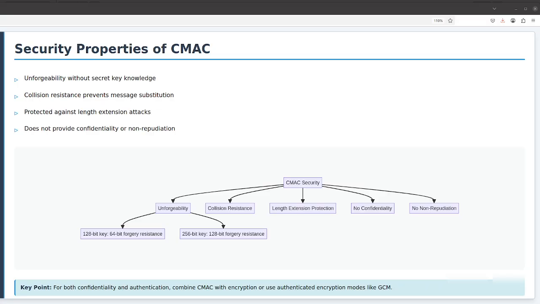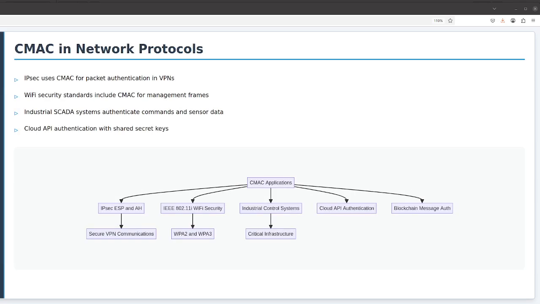Because it is a symmetric key scheme, both parties can generate valid tags. If Alice and Bob share a key, and Alice receives a message with a valid tag, she knows Bob could have sent it, but she cannot prove this to a third party because she could have generated the tag herself. For non-repudiation, you need digital signatures with public key cryptography.